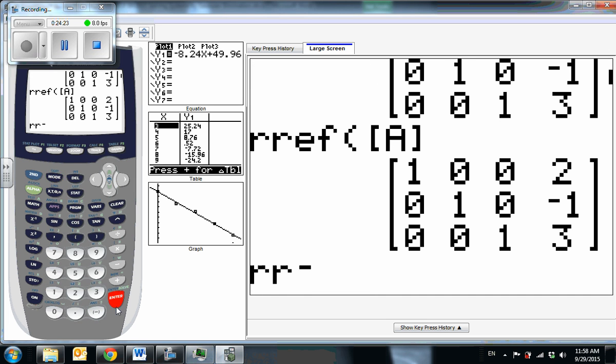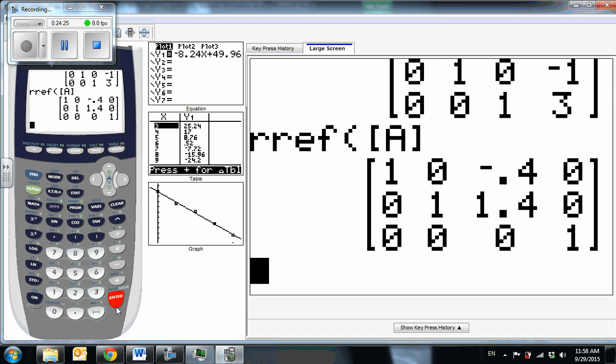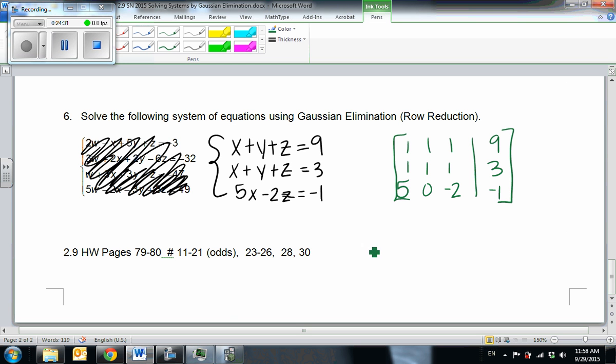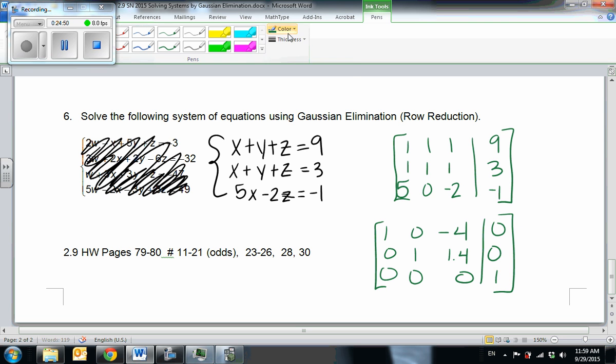All right, so if I press enter again, it'll do it for me. Look at what we've got here. I'm going to take a second. I'm going to copy that down for my answer matrix. It gave me 1, 0, -4, 0. It gave me 0, 1, 1.4, 0. And then it gave me all zeros and 1. Tell me what that means on this bottom row.